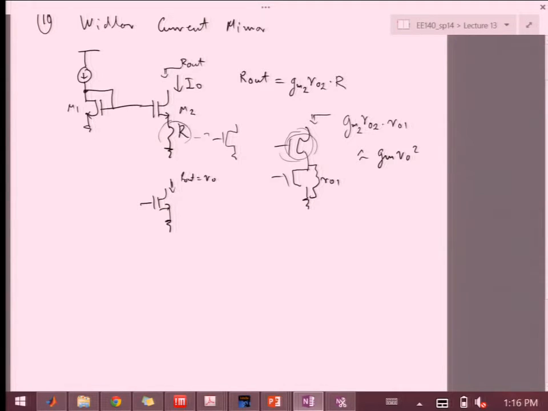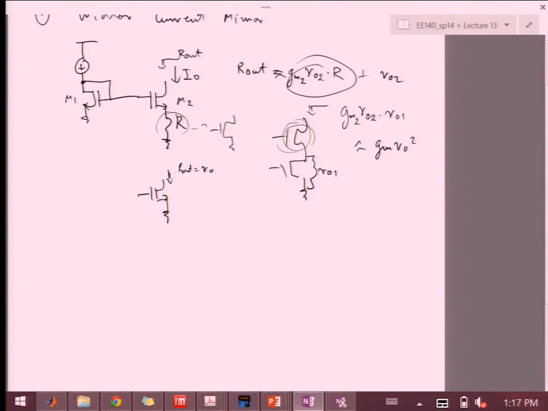Now, in this case, in the Widlar case, we don't have ro at the bottom. We have R, which is something we put there on purpose. So that's why you get this, plus you get the ro. I don't know why this is happening. They promised it one. So you get some other term, but this is really the most important term over here. So we do get some higher output impedance than just ro2.